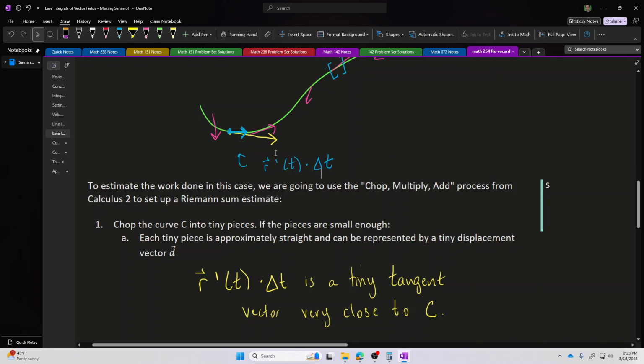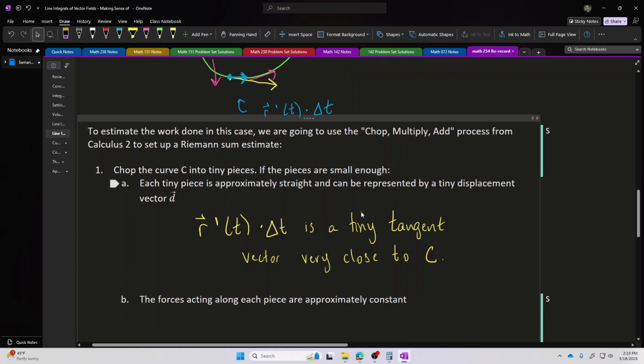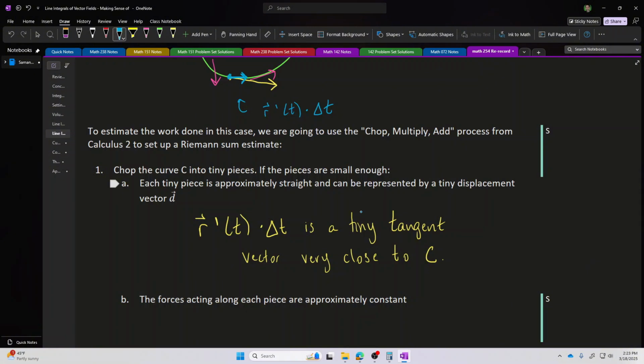So if we're dealing with a very, very short portion of the curve C, the movement along that portion of the curve is approximately straight and can approximately be represented by displacement along this tiny tangent vector r prime of t multiplied by dt. So this can serve as a tiny displacement vector representing movement along a tiny portion of the curve C.